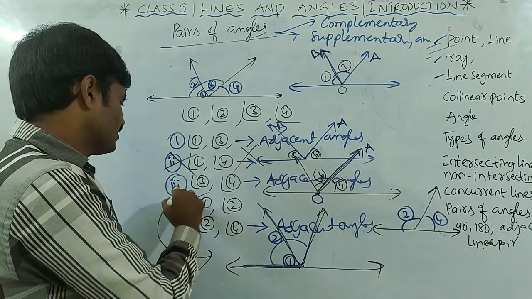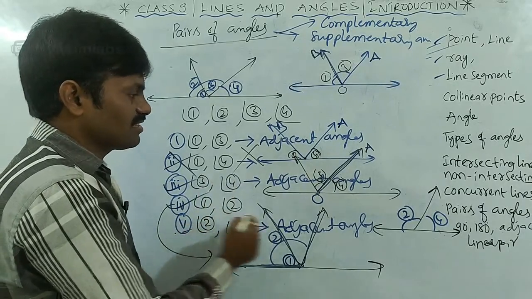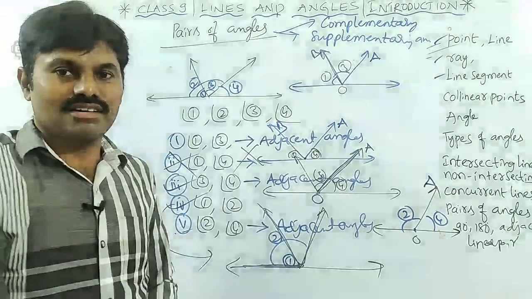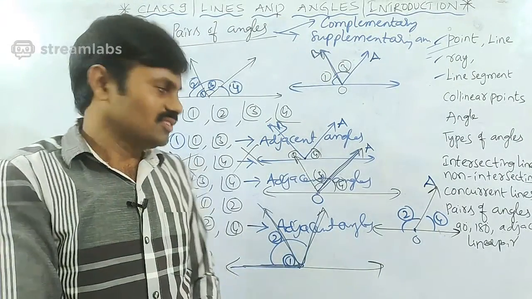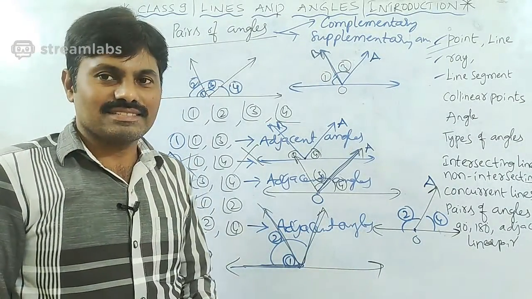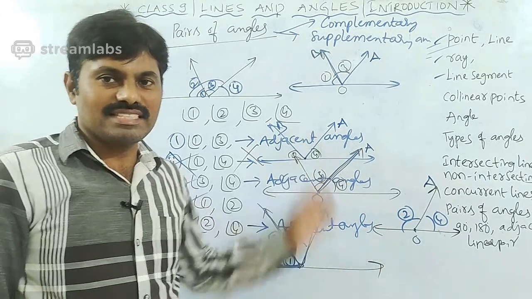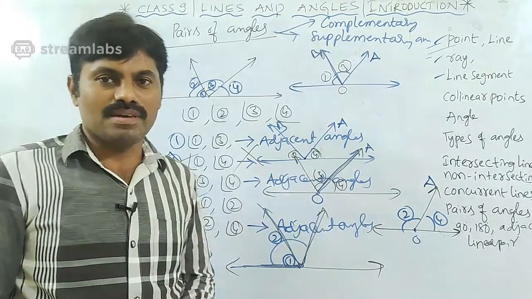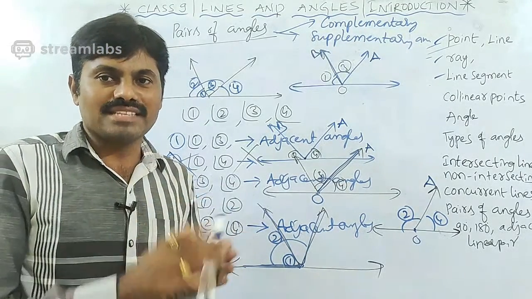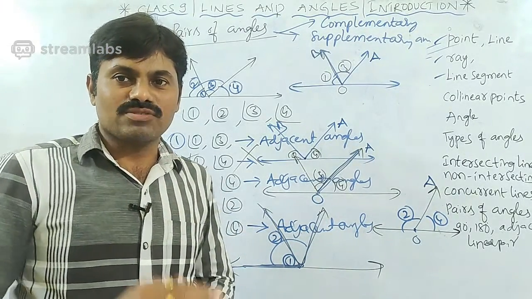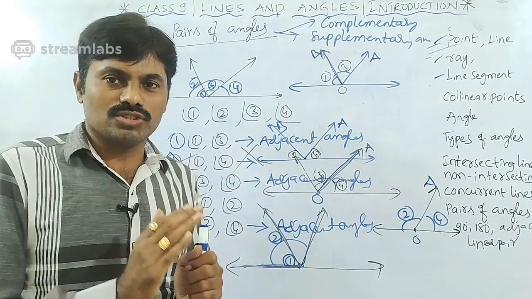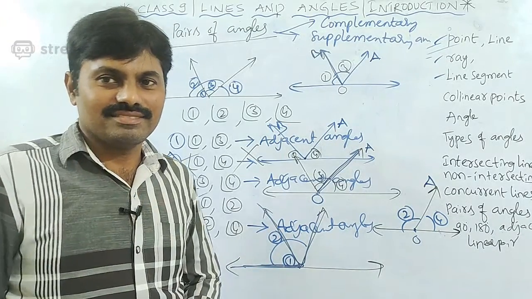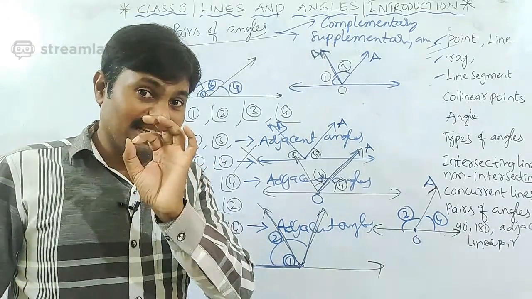Second one is wrong. Third one is correct. And the fifth one is obviously correct because it has a common vertex and OA is the common arm or common side. So this is about adjacent angles, a pair of adjacent angles. It is clear. If two angles have a common vertex and a common side, then such a pair is called adjacent angles. For adjacent angles, we don't take more than 2. We take only 2. Is it clear? Now the last point, that is linear pair.